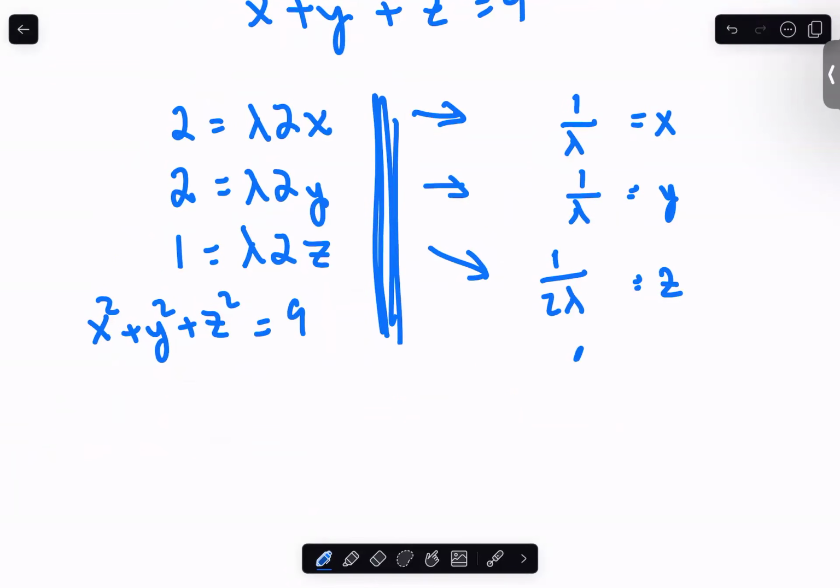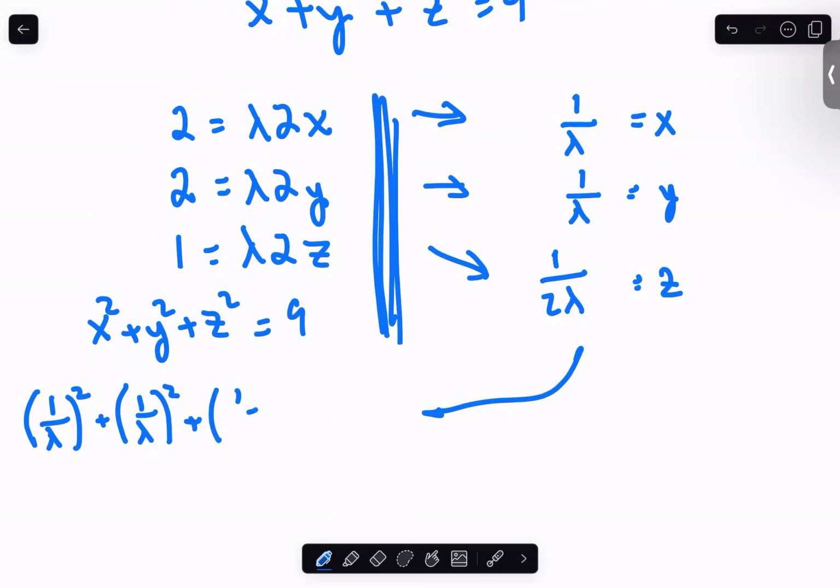So if I take all 3 of these and plug them into my final equation, instead of x squared, I'm going to have 1 over lambda squared. Instead of y squared, I'm going to have 1 over lambda squared. And instead of z squared, I'm going to have 1 over 2 lambda quantity squared. These should sum up to 9. So with this, I'm hopeful that I should be able to solve now for lambda.